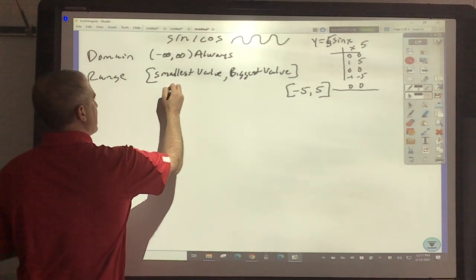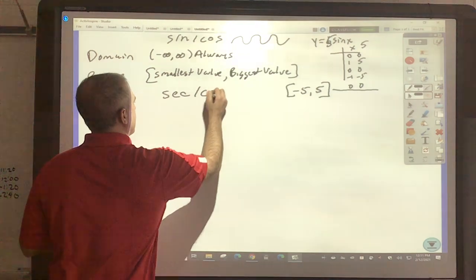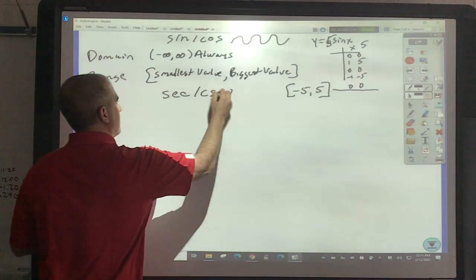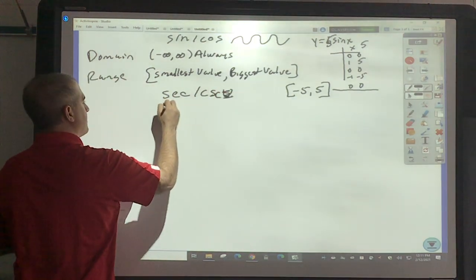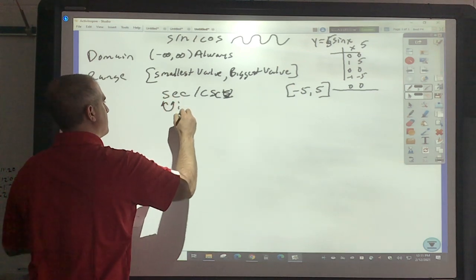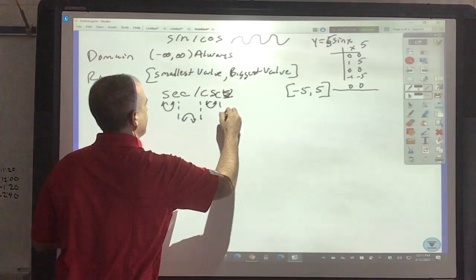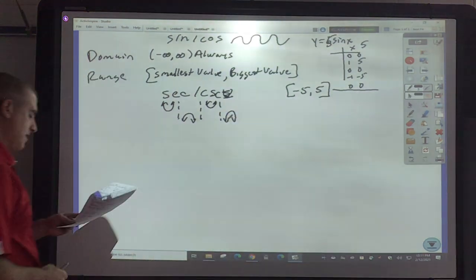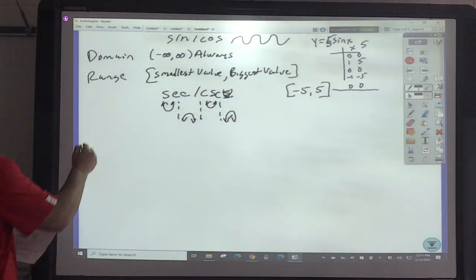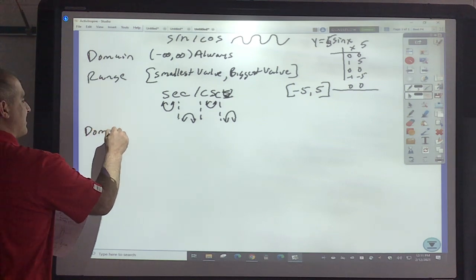Now let's talk about secant and cosecant. Remember, these graphs are a little bit different. These are the ones that have these U shapes with the undefineds. This is what we were looking at. The domain can be a little bit of a challenge. I want to talk about that second.